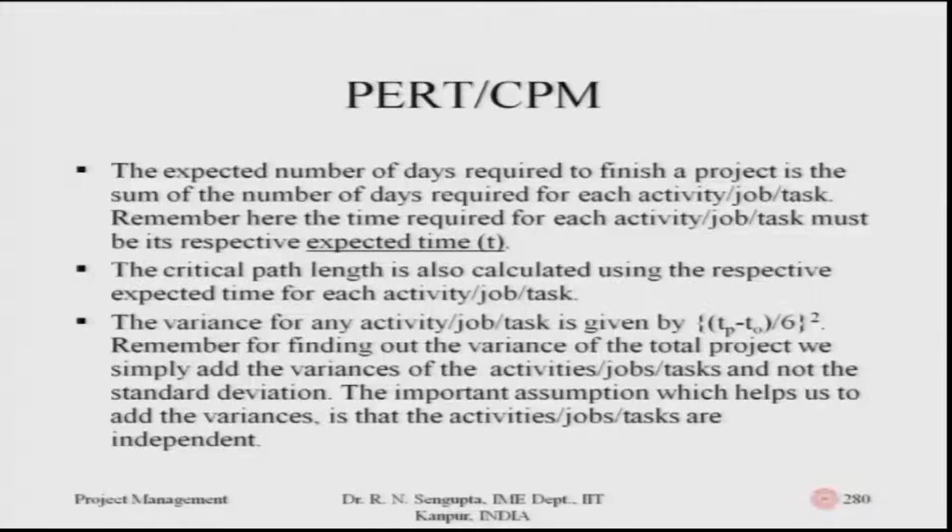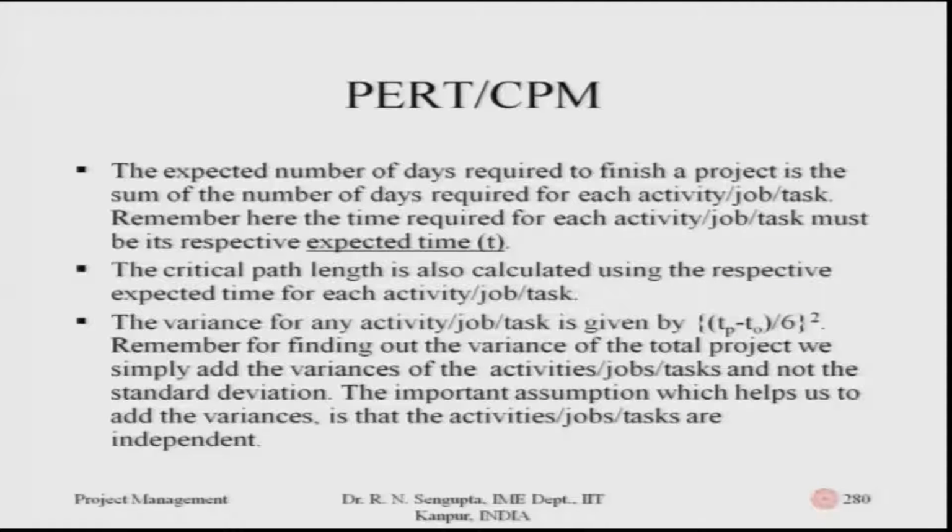Based on that, you can find out the variance, as given in the third bullet point. The variance of an activity, job or task, is given by (Tp minus To) divided by 6, whole squared, which is the pessimistic minus the optimistic. You can use the distribution as given and then calculate the variance.